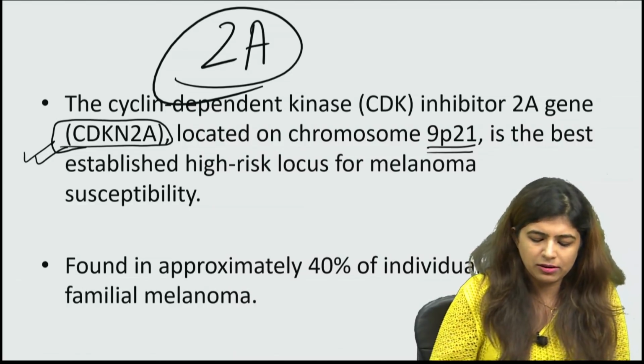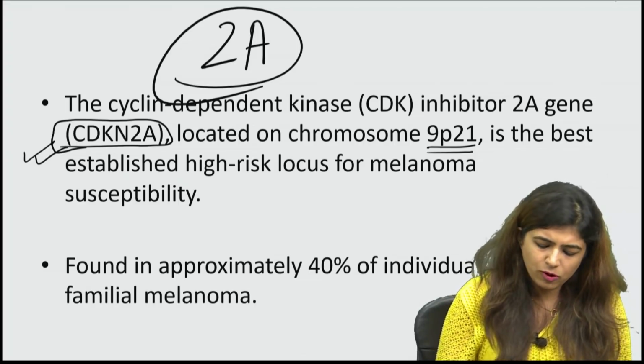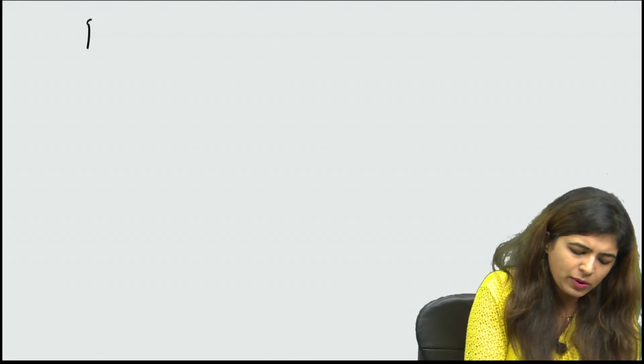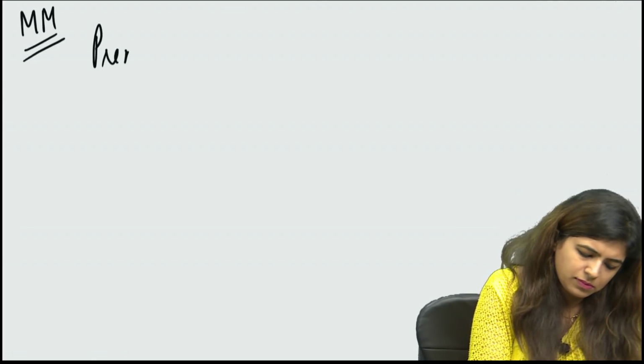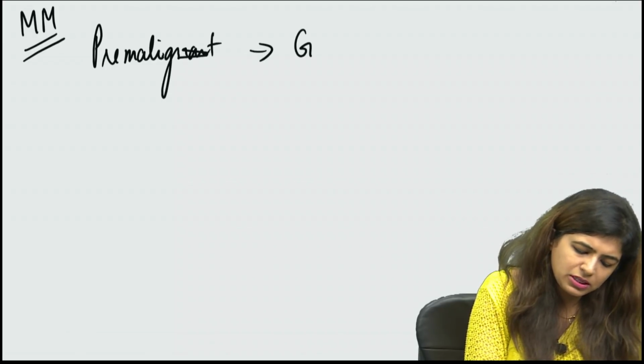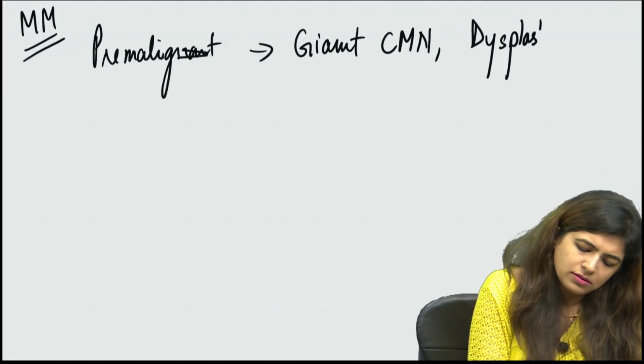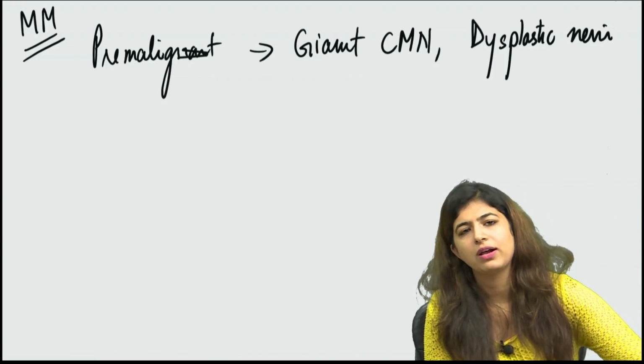Alright, now with malignant melanoma, we generally don't get a lot of questions, but what all do you have to remember? You have to remember for MM, what are the pre-malignant lesions? The pre-malignant lesions are a giant congenital melanocytic nevus and dysplastic nevi.